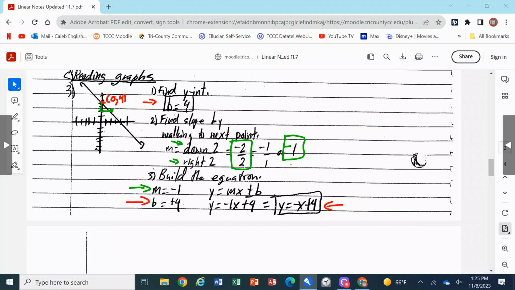All right, is anybody still copying this down? Everybody good? Ready to go to the next page? Okay.